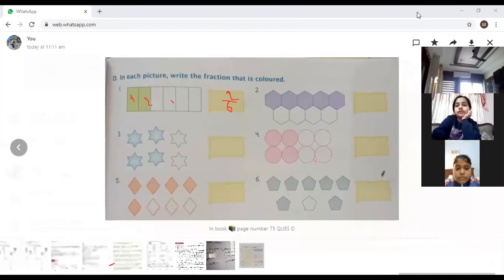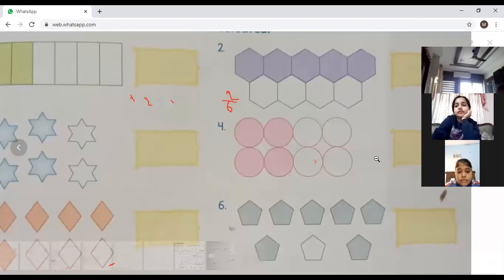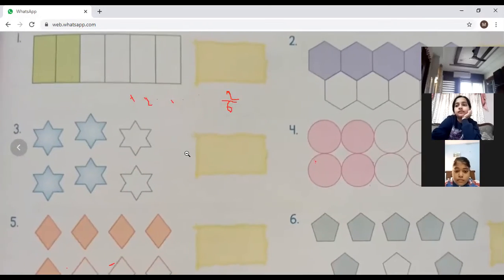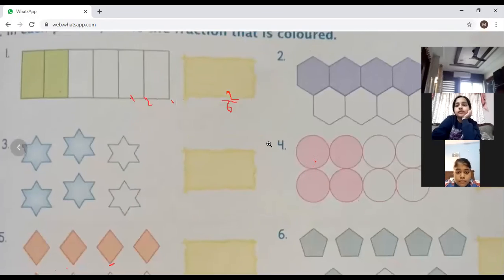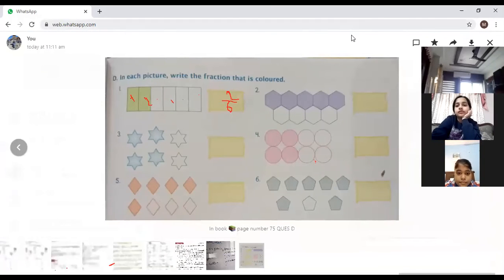Okay, wait a minute. Let me give this to Hridyansh. Pratyusha, wait a second, beta. Let me give this control to Hridyansh. Hridyansh, I'm giving it to you. You are going to write it. Where is it? Hridyansh, write the second one.